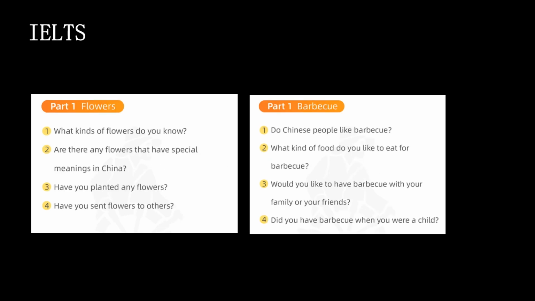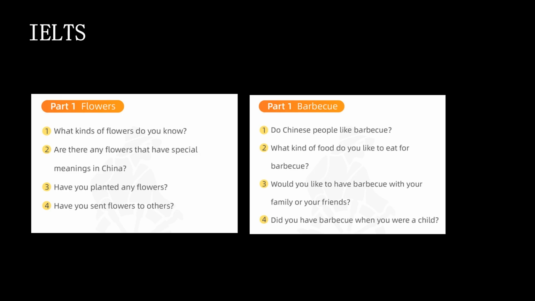We got some on flowers and barbecues. What kind of flowers do you know? Are there any flowers that have special meanings in China? Have you planted any flowers? Have you sent flowers to others?